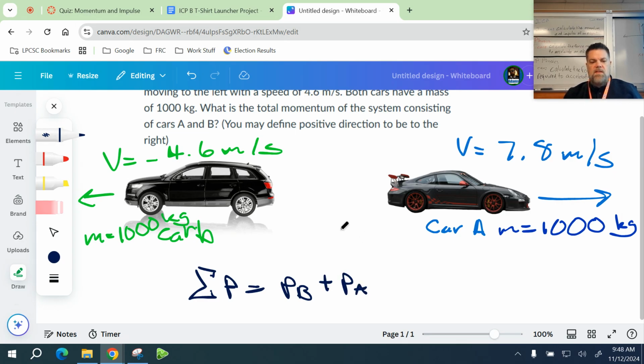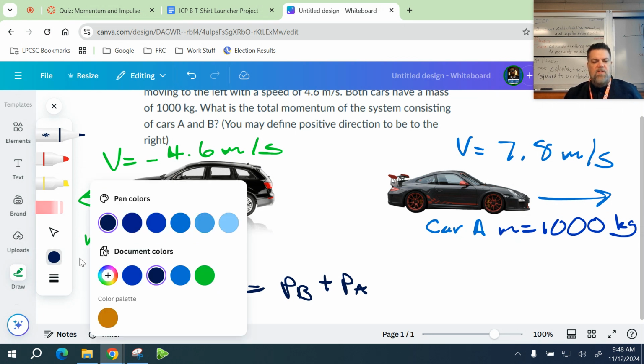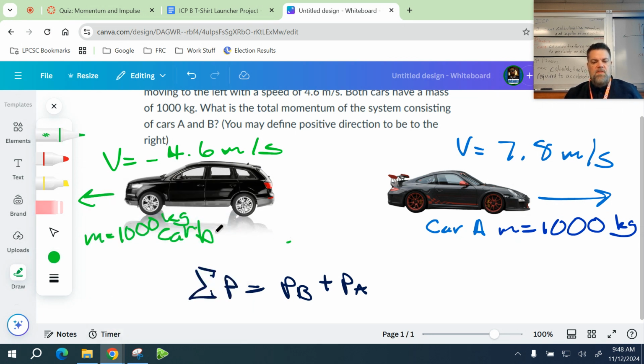Okay? And let me make this a capital B, otherwise somebody will get confused. They'll be like, what? B? And I don't like the way I spelled the word car. It just looks nasty. So we'll call this car B.